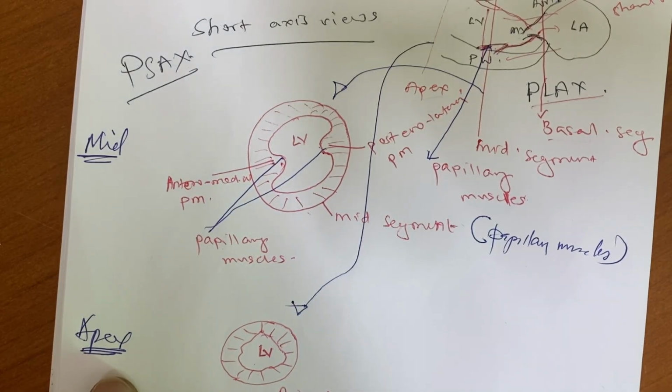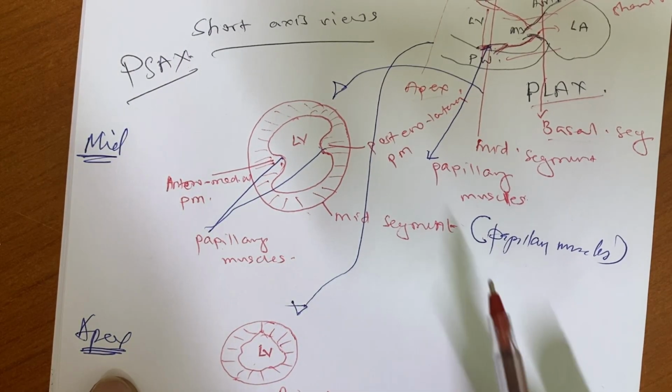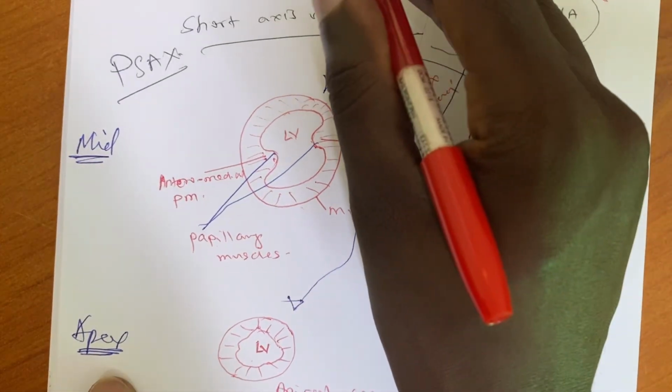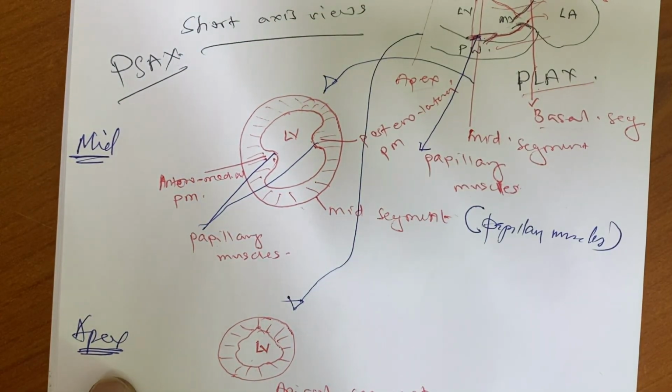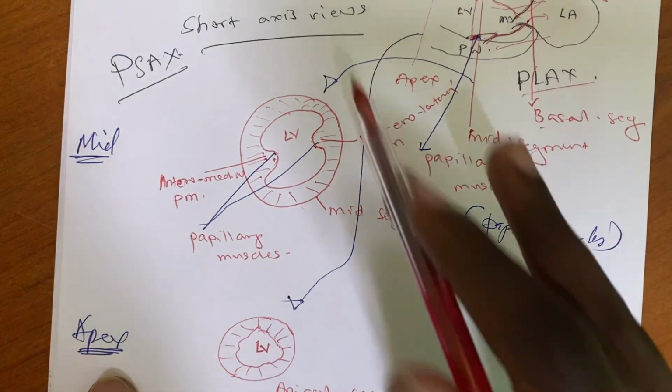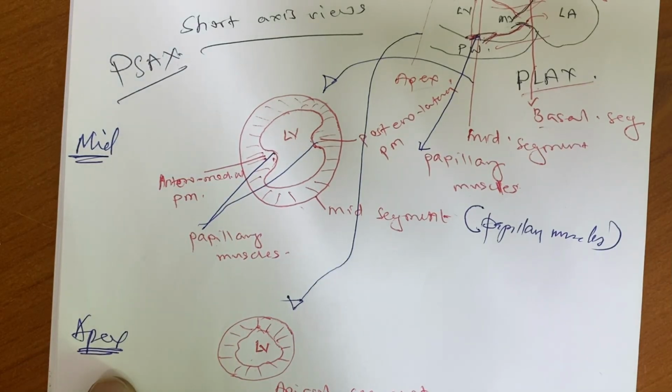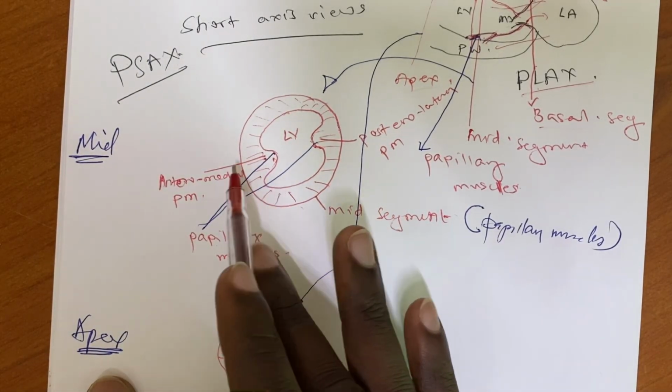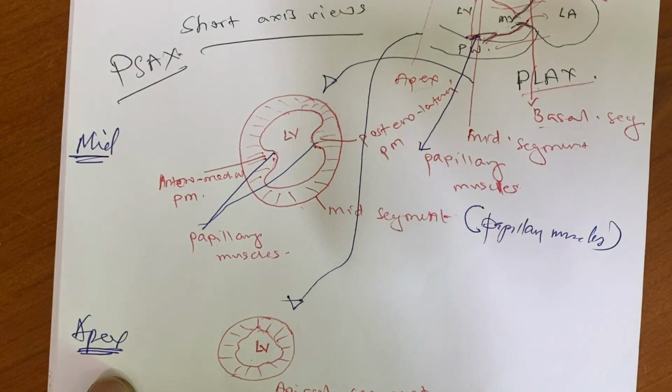Next time I will show you the real 17 segments, because for now it may be too much. But just know we are dividing into base, middle, and apex. You can see anterior from the base, from the middle, and from the apex. Even the inferior also: basal inferior, mid inferior, and apical inferior. Lateral: basal lateral, mid lateral, and apical lateral. And then septum: basal septum, mid septum, and apical septum.